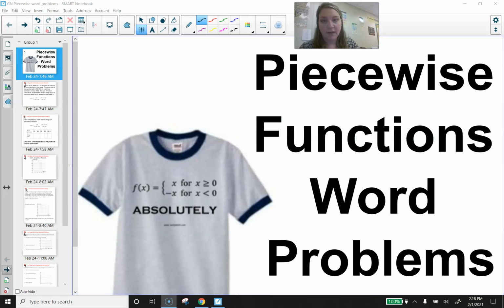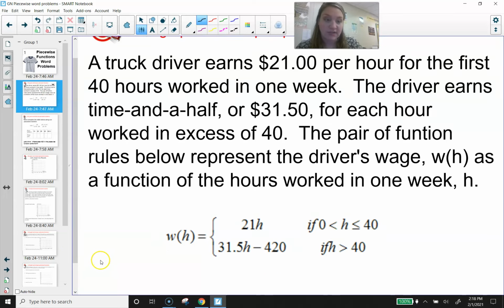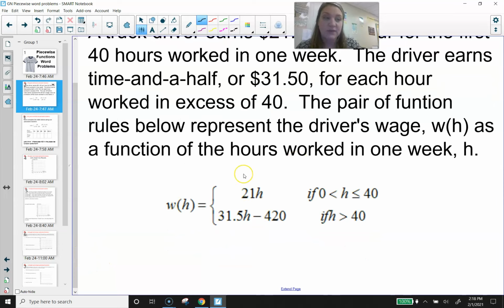So our first example, we have a truck driver who earns $21 per hour for the first 40 hours worked in 1 week. The driver earns time and a half, or $31.50, for each hour worked in excess of 40, so each hour over 40. The pair of function rules below represent the driver's wage, which is represented as W of H, as a function of the hours worked in 1 week, which is going to be shown as H for hours. So this is the piecewise function that goes with this situation.